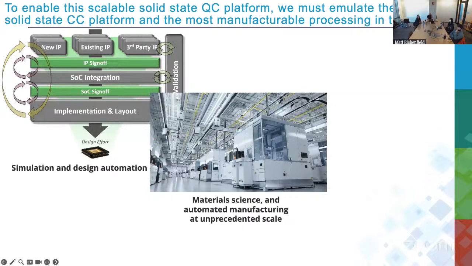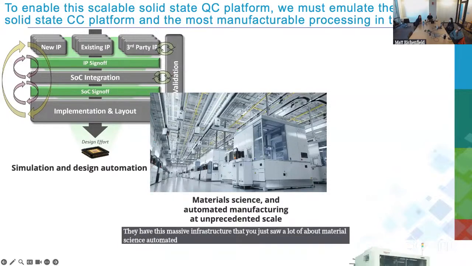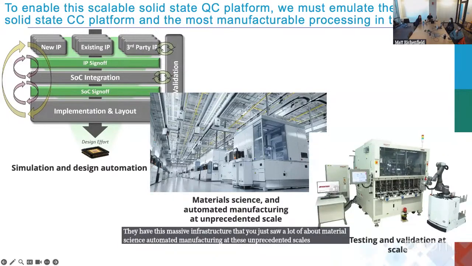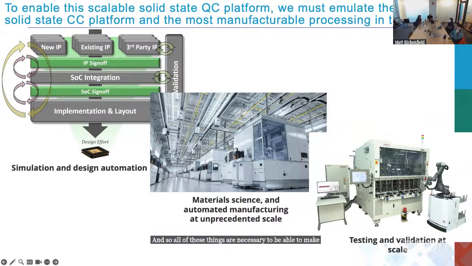They have this massive infrastructure that you just saw a lot of about material science, automated manufacturing at these unprecedented scales. And then they also have testing and validation at scale, right? So they don't just make the wafers, they also test them robotically at large scale. And so all of these things are necessary to be able to make photonics at scale as well.